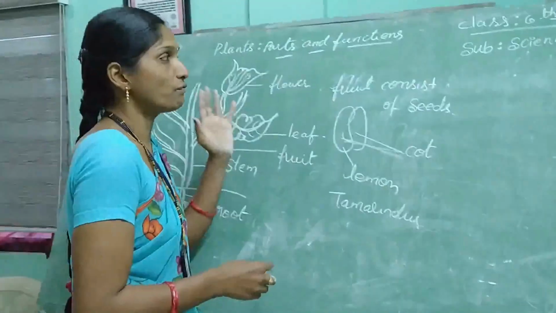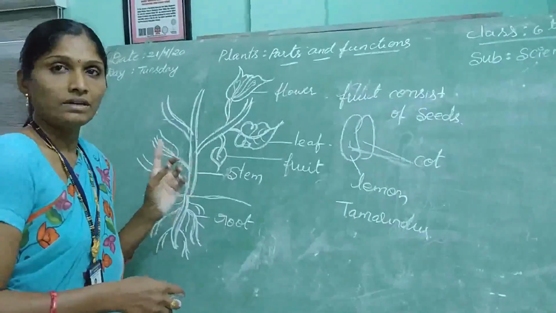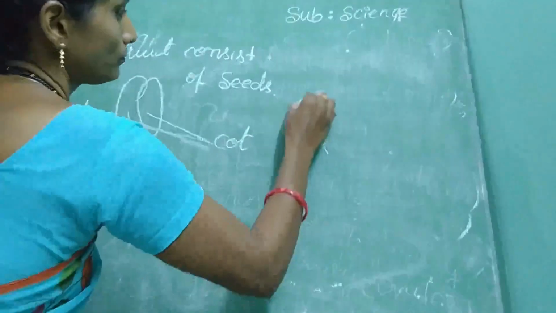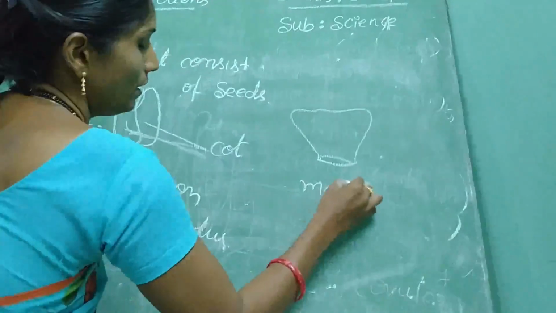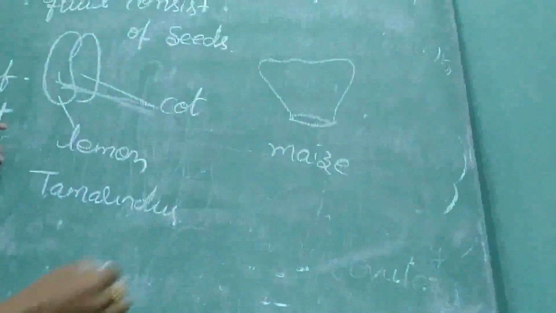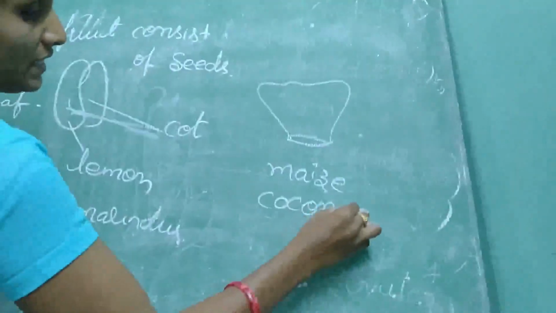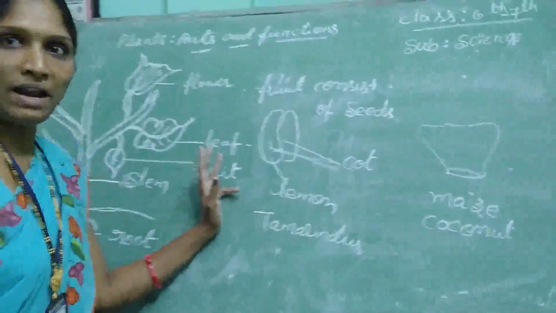And the second type of fruits, or monocotyledonous fruits, consist of a single cotyledon, like this. Example: maize. And the second example is coconut. At your home, coconut plants are there.